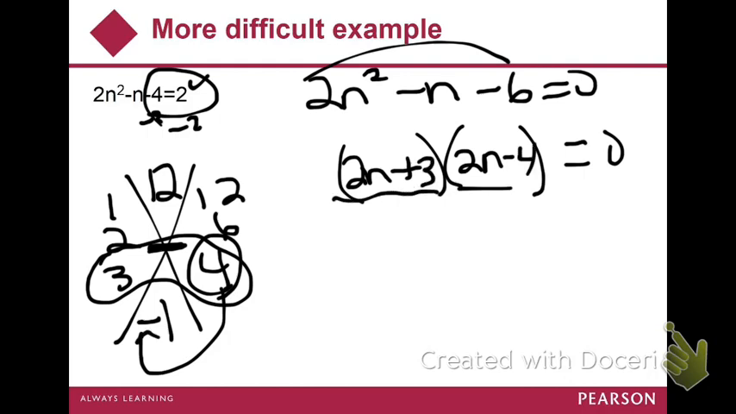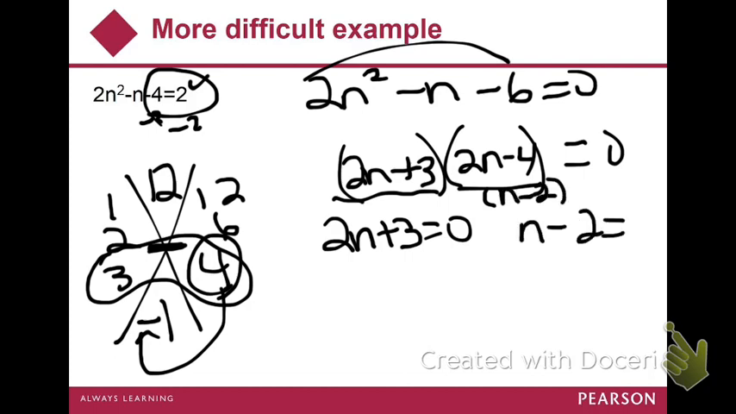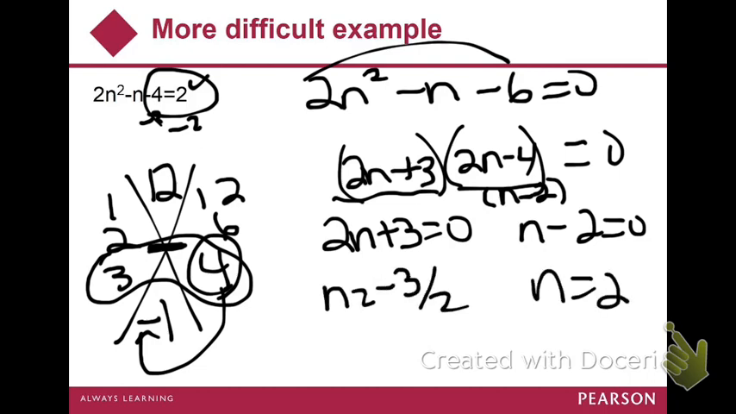This will not reduce, but this will. 2n plus 3 equals 0. This one right here, 2 goes into both of these. So this one's going to actually end up being just n minus 2. So then n minus 2 equals 0. So n is equal to negative 3 over 2. N equals 2. And now you could draw a pretty accurate sketch of what this function looks like. All right?